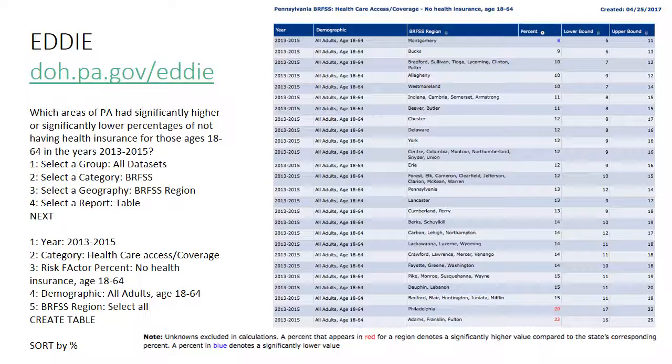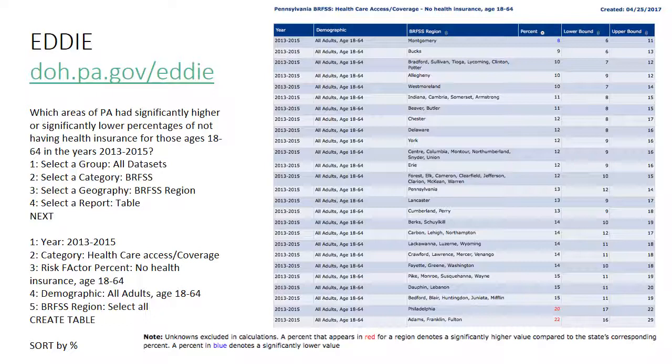For 5, we want the BRFSS region. So if you only wanted to compare your region that you're living in, so maybe you're working in Philadelphia, you want to compare Philadelphia to the overall state, you may only want to select Philadelphia from this list as opposed to selecting all of them. But in order to find out which areas had higher and lower percents of not having access to health insurance, we want to have all of those regions selected. So we'll select all, and then we'll create table.